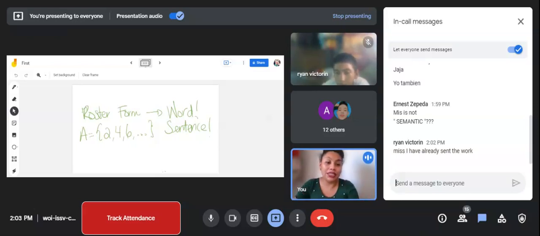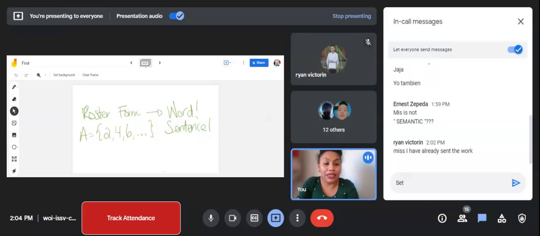And then I'm going to put these in the chat, because it's going to be too long for me to write them in there. And when I'm writing something in roster form, I want to be specific. So I'm going to say set A contains all the even numbers.